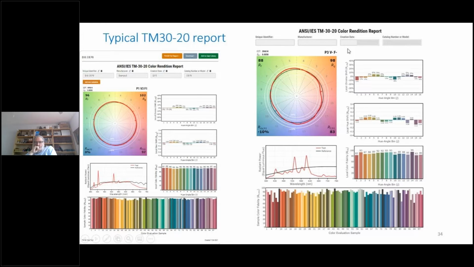And then you have these Annex E parameters, P, V, F, preference, vividness, and fidelity, which I will get to later when I explain what Annex E is. Here you have two bar graphs. They show the chroma shift in each of the 16 bins. So here you can see minus 10% for bin 1, which is the same as here, and so on. In some areas, you can see 5 and 6, there is saturation, and you can see them here as well.